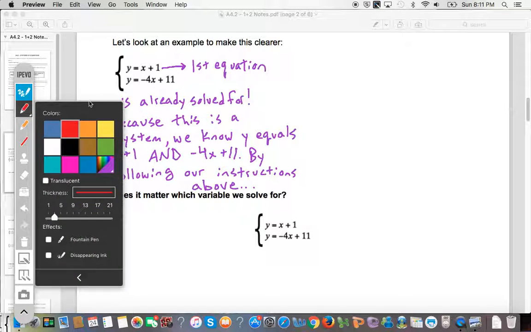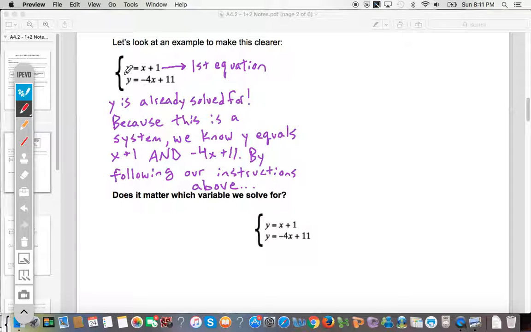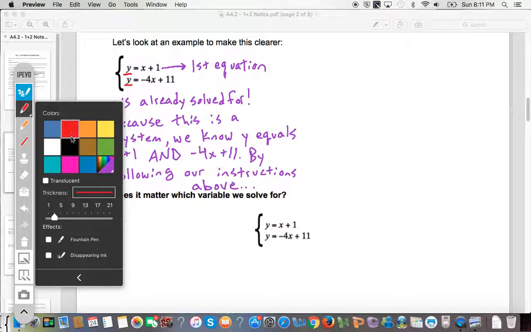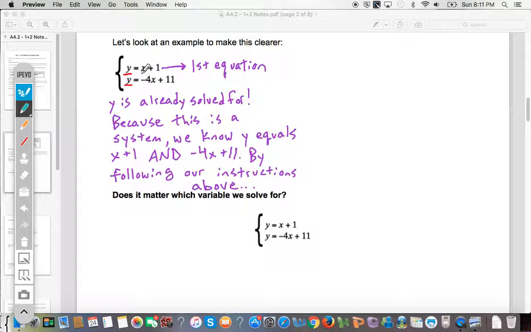If that's not clear, let me do this. We know these y's are equal, because y equals this, and y equals this right here. So we could set these y's equal to each other. y equals y, of course, that makes sense. But since y equals this and y equals that, we're going to set those two things equal to each other. So x plus 1 equals negative 4x plus 11.